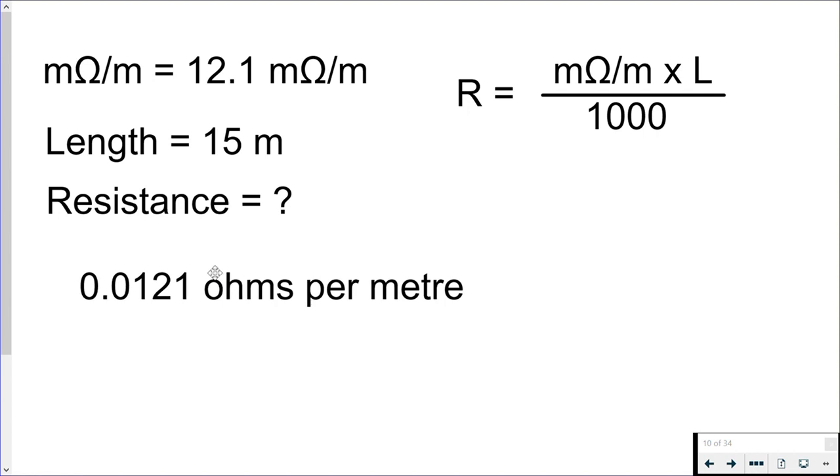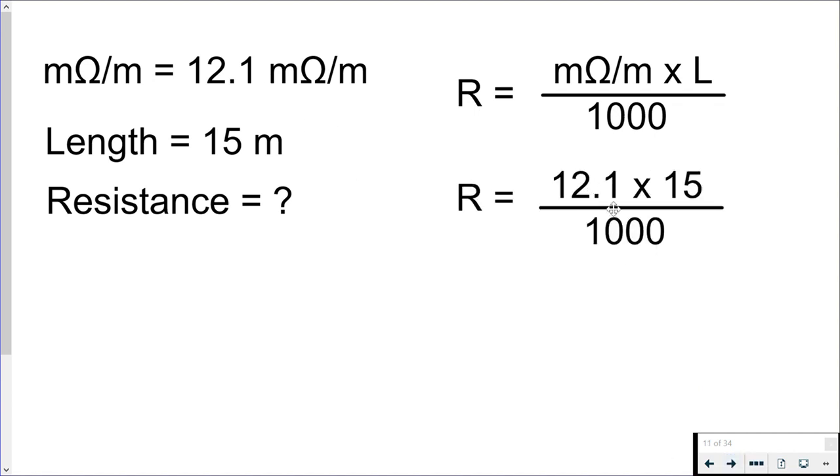That would be the value that I would utilise in the calculation if I didn't want to do the multiplying and dividing by 1000. But we're going to utilise the milliohm per meter value and just divide by 1000. So we take 12.1 times 15, divide it by 1000, and that gives us an expected resistance of 0.1815 ohms. Now, what you need to understand with resistance, if you remember back to your first stage science, basic resistance calculation, series and parallel, is that if you increase the length of a conductor, its resistance increases proportionally.